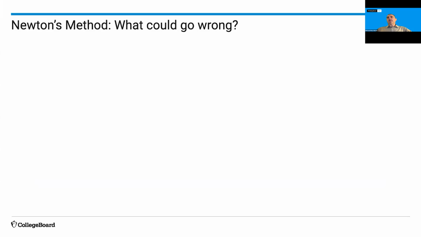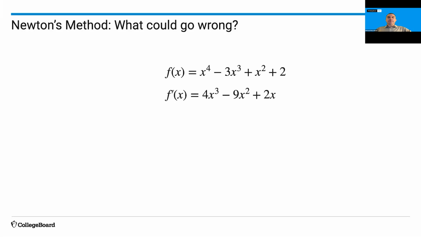Sometimes Newton's method can have some problems. So let's talk about what could go wrong in Newton's method. Let's take a look at the example that we just did, this fourth degree polynomial. Remember, we took the derivative and got 4x cubed minus 9x squared plus 2x.